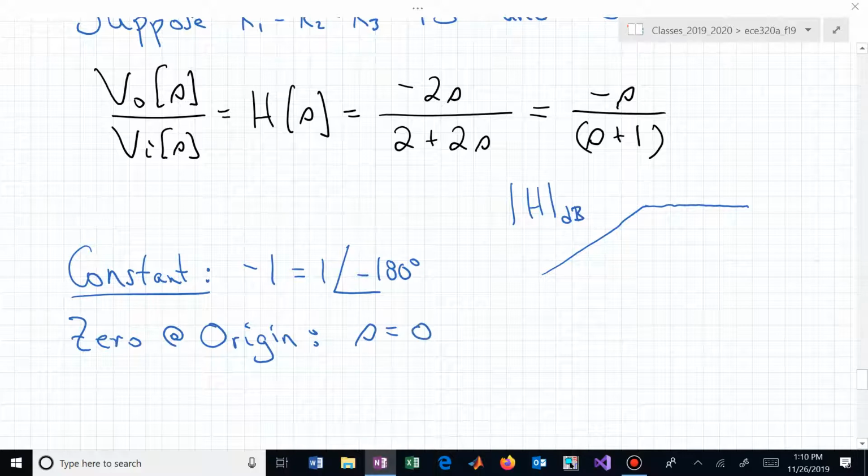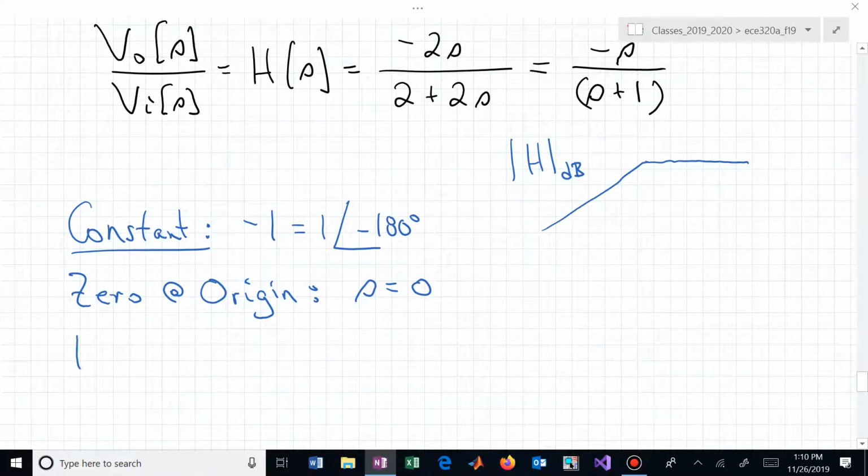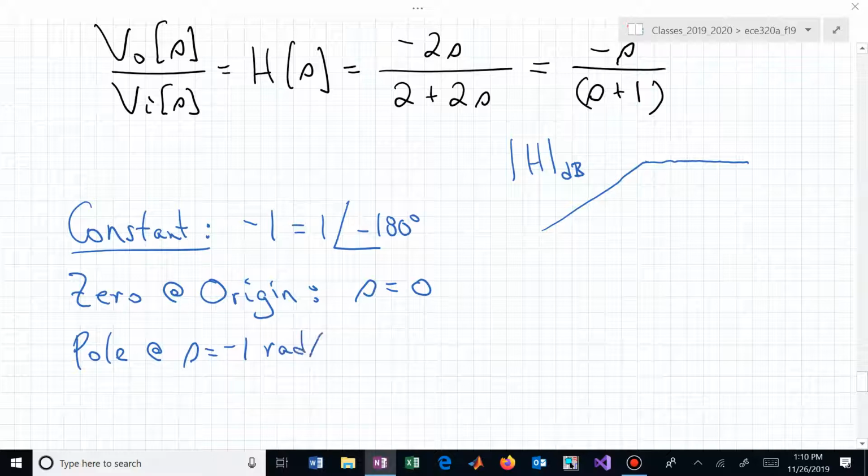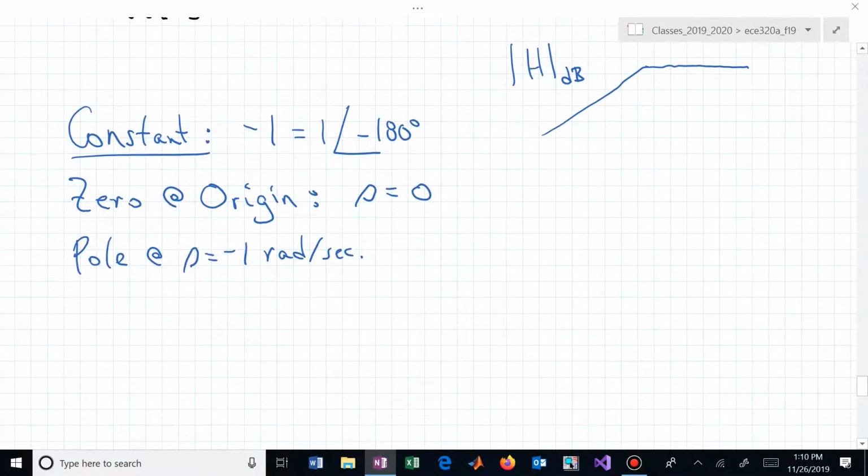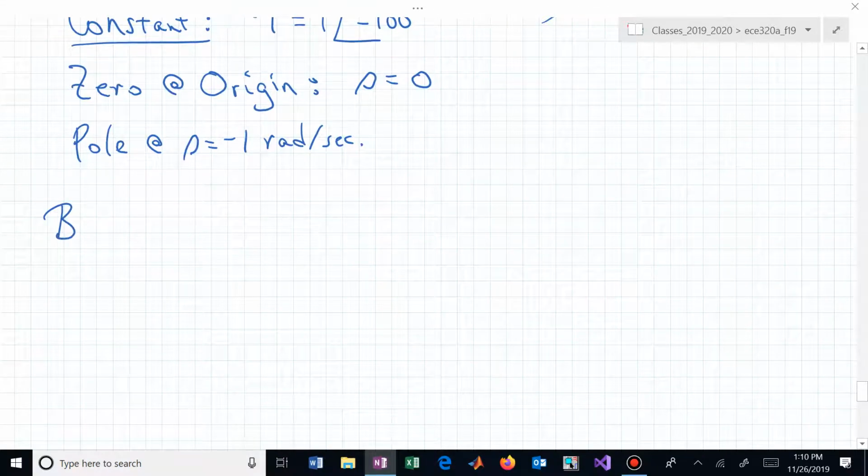We also have now a pole, and it's just one pole at -1 radians per second. Now we can do our Bode plots.